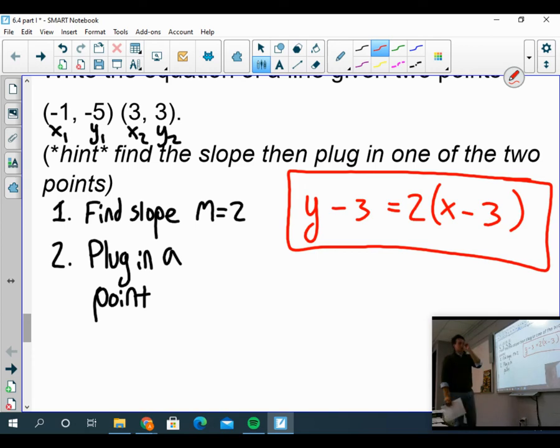So what do we do when we have 2 points in the slope? How do we find the equation of a line? You want to find the slope and then plug in one of your favorite points.